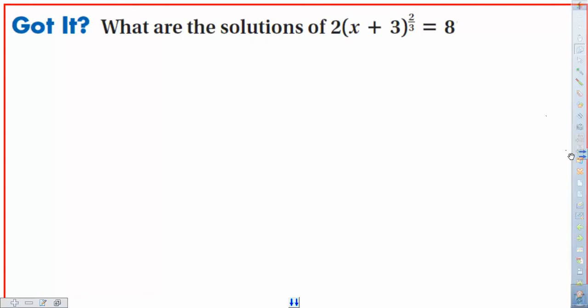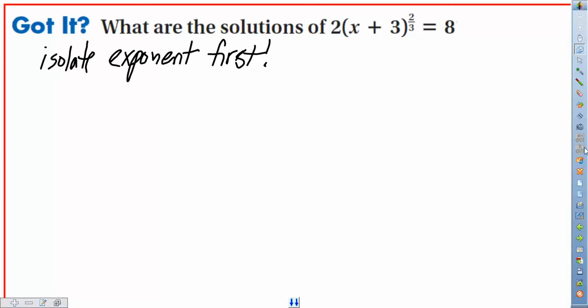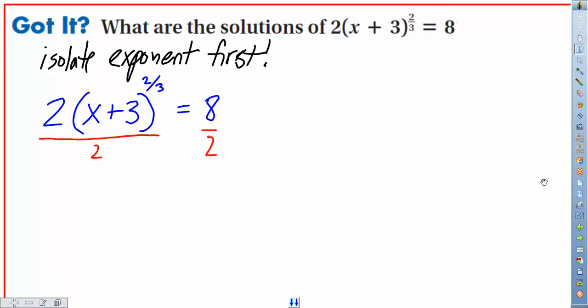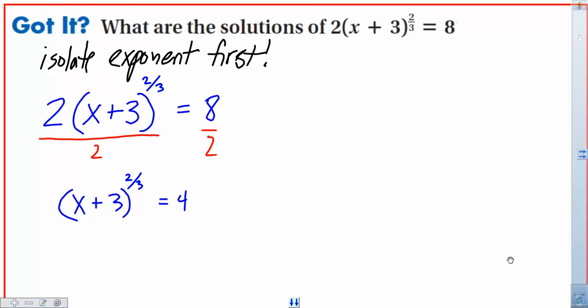Alright, so what's step number one here? Step number one, got to isolate that exponent first. And what was that exponent? It is the whole quantity, (x plus 3) to the 2/3. So what guy is standing in our way here of isolating this is just the 2. So all we have to do first is divide both sides by 2. We do that, now we have (x plus 3) raised to the 2/3 power, and that equals 4.